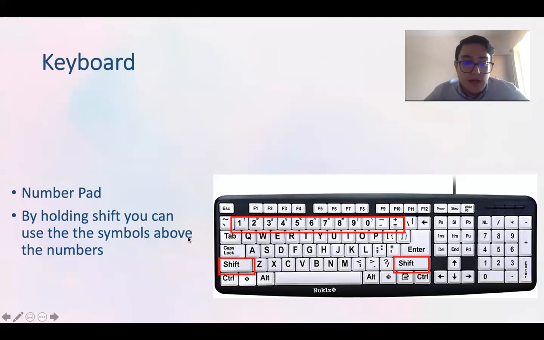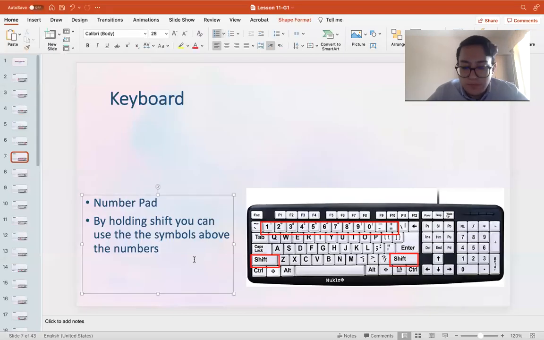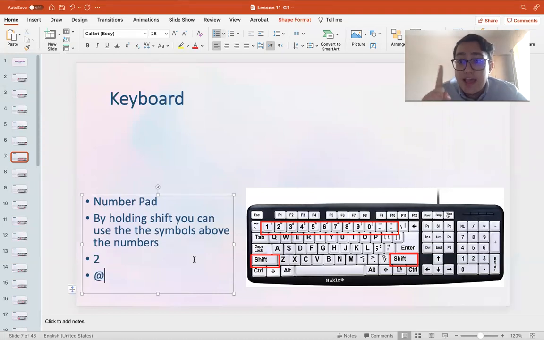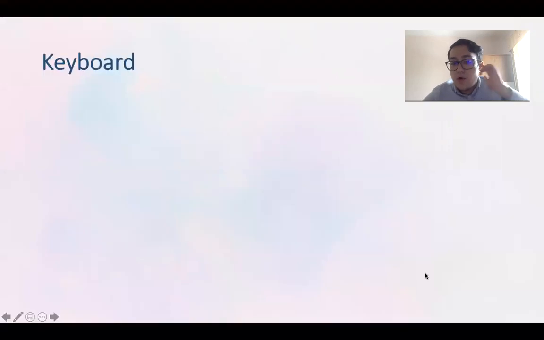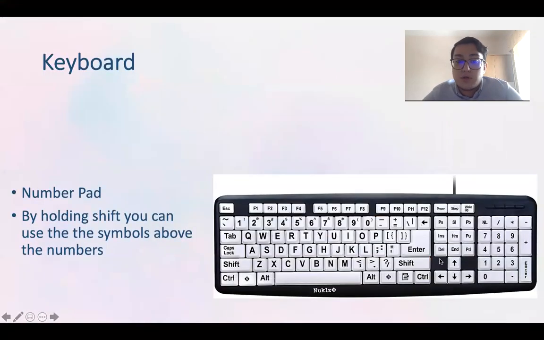Okay, for example, I'll show you real quick. So you can see my screen, right? I press number 2 first. This is what I get. Now I press and hold shift and press number 2. So I get the at sign. All right, so I'll get the at sign if I hold shift and press number 2.